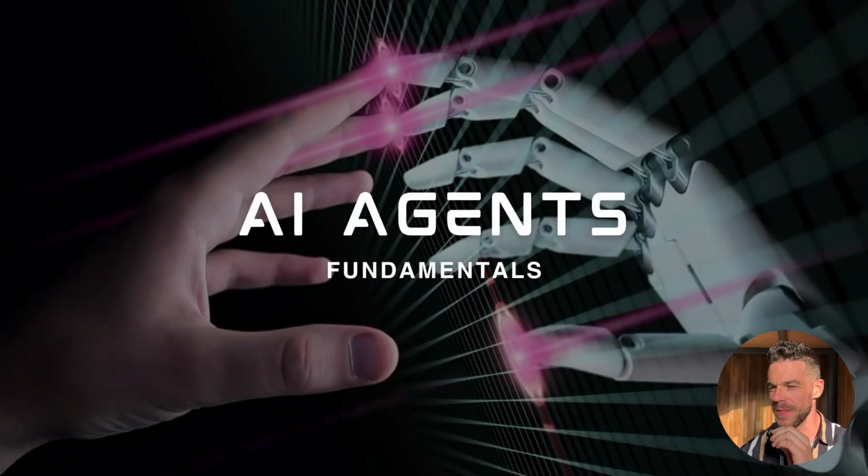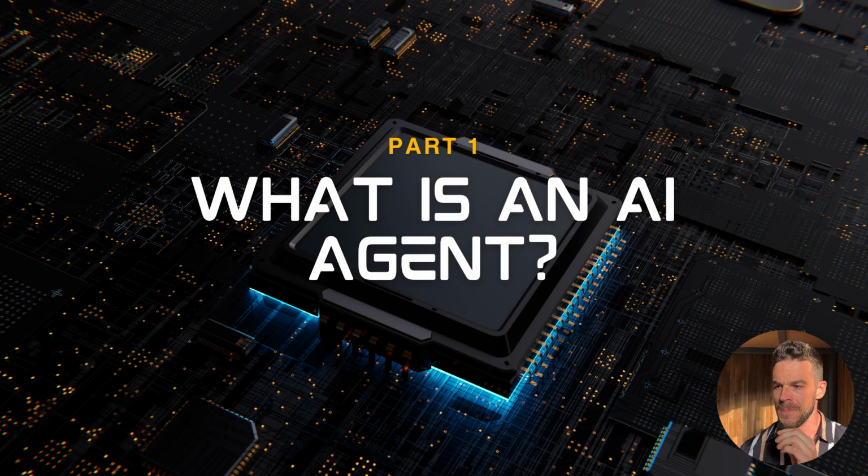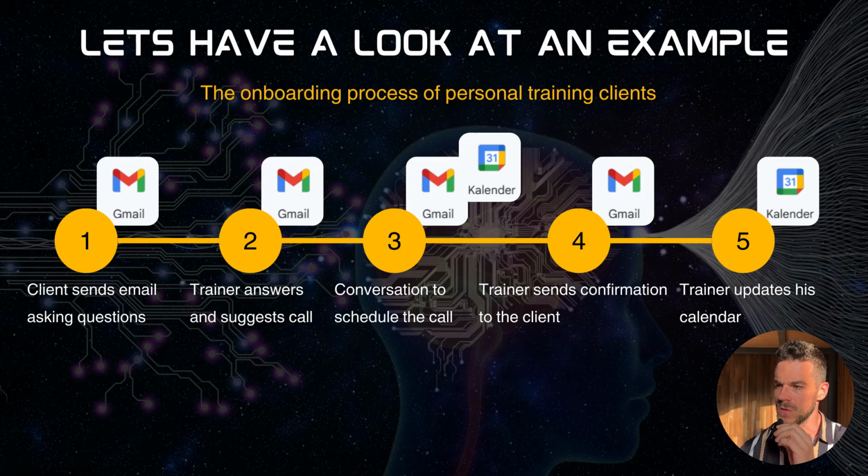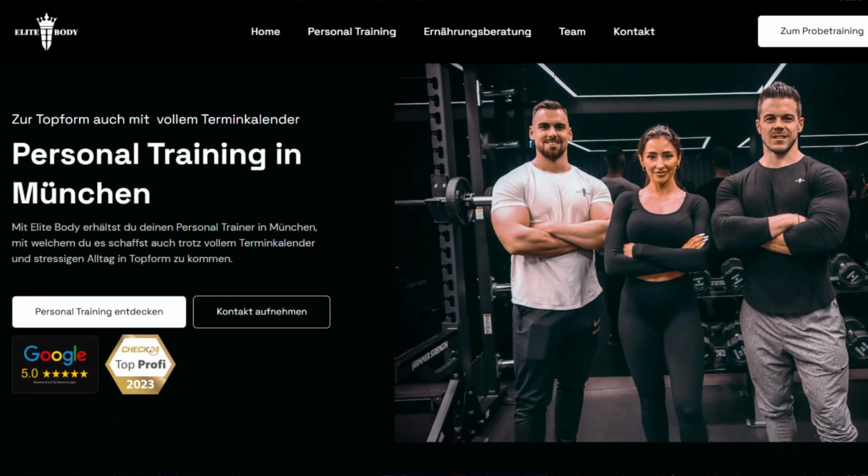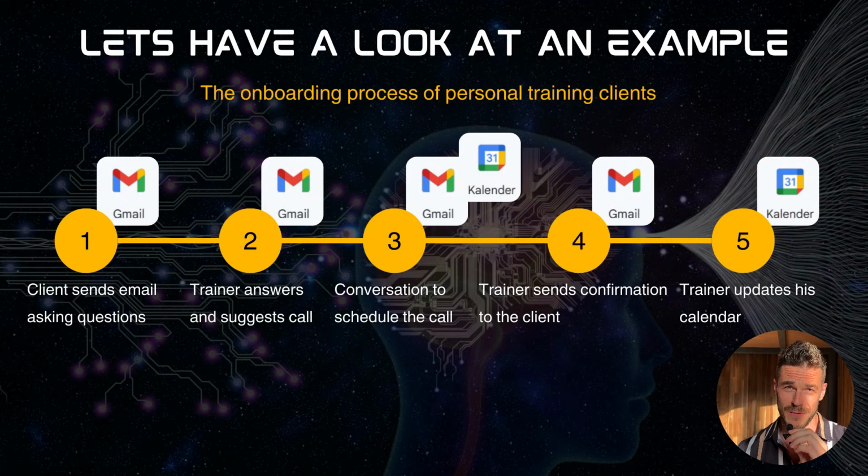Good, let's begin with the fundamentals of AI agents. So in the first part, I want to answer the question, what actually is an AI agent? And I will give you a definition in just a couple of seconds, but I want to start out with a little example. And that is the onboarding process of a personal training client. Why did I choose that process? Very easy. This was the business I operated in before starting with AI. So I'm really familiar with that process and I can confirm this is exactly how we did it.